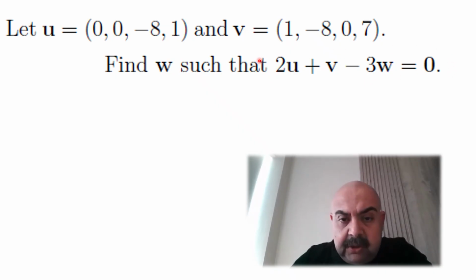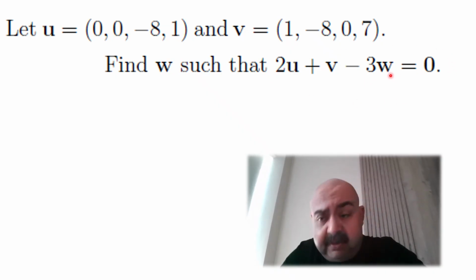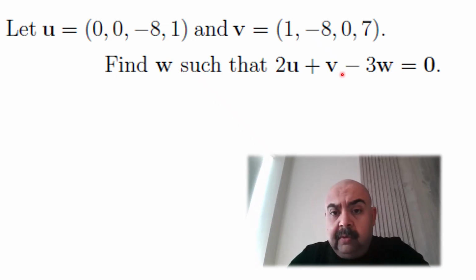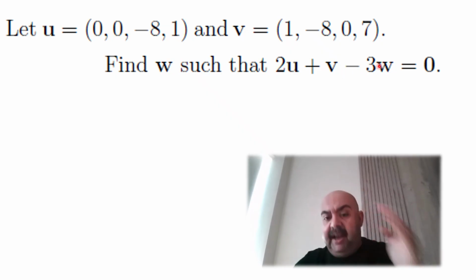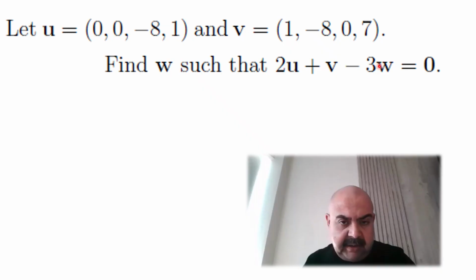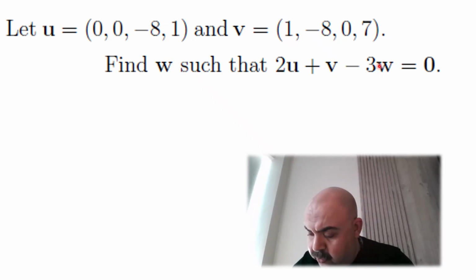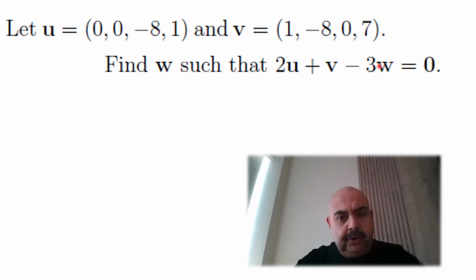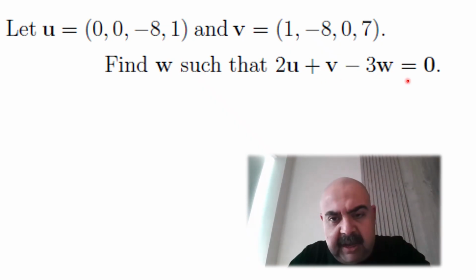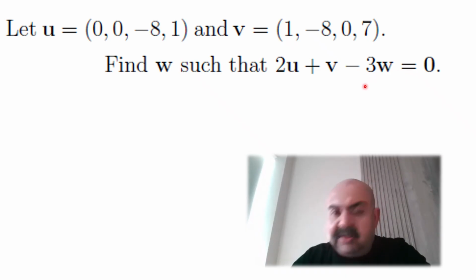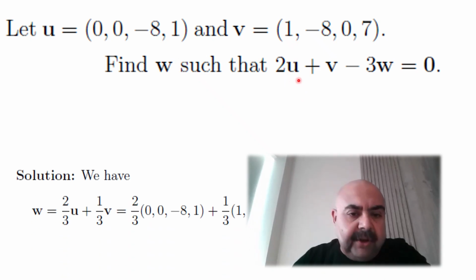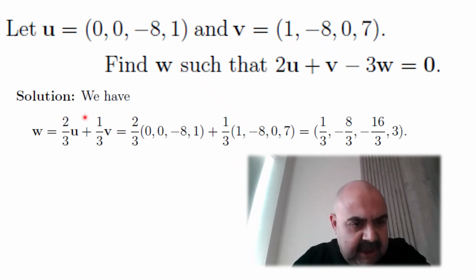If I want to solve this equation for the value of w, it's going to be very simple. All I have to do is move 3w from the left-hand side to the right-hand side. So I will have 2u plus v on one side and 3w on the other side. Then I will divide both sides by 3. So w would equal 2/3 of u plus 1/3 of v, which is very simple.